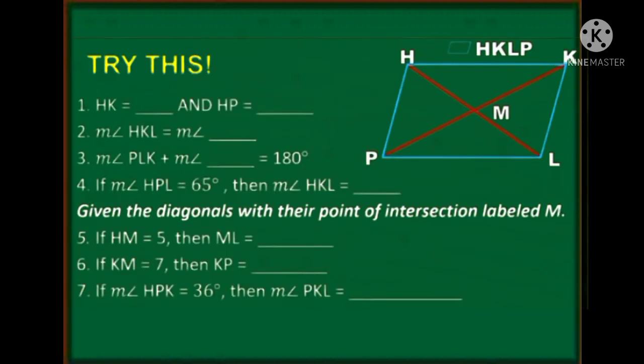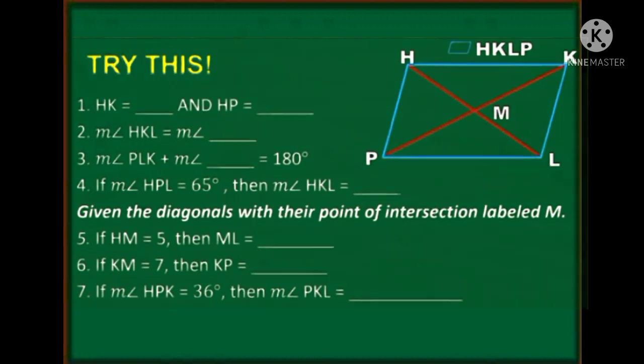Let's check your answer. 1. HK equals PL and HP equals KL since opposite sides are congruent. Number 2. The measure of angle HKL equals the measure of angle HPL or LPH since opposite angles are congruent. Number 3. That's angle HKL or HPL since opposite angles are supplementary.